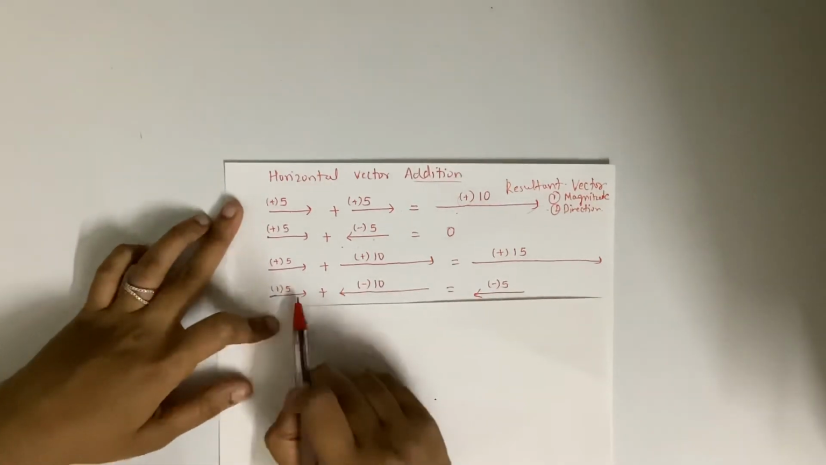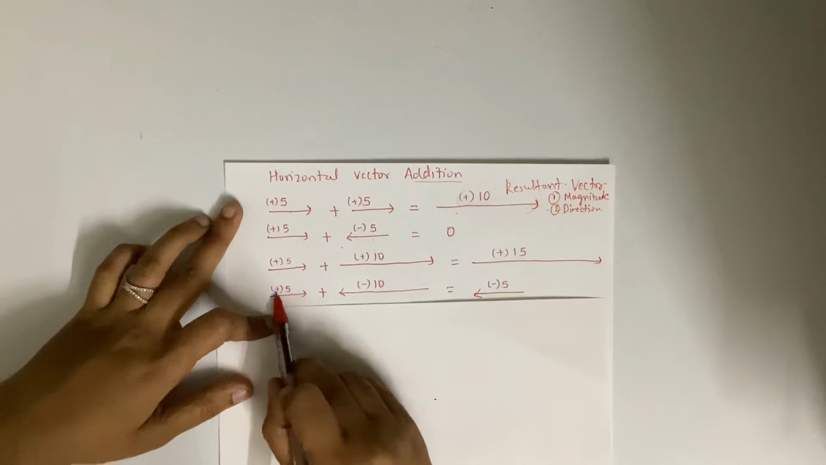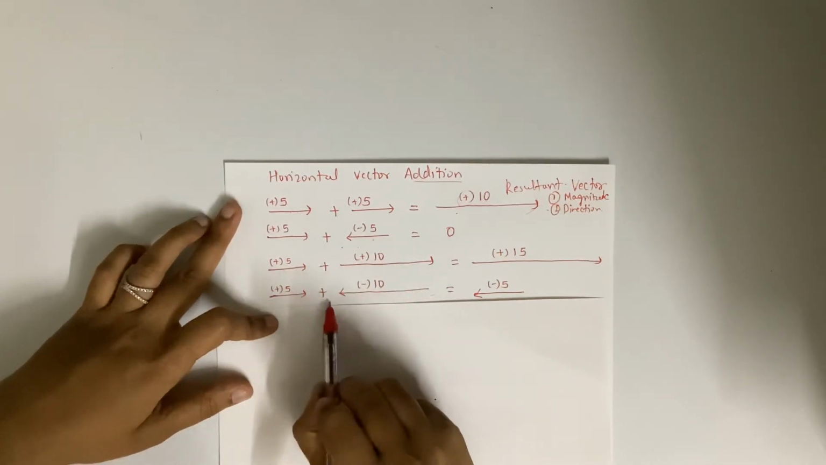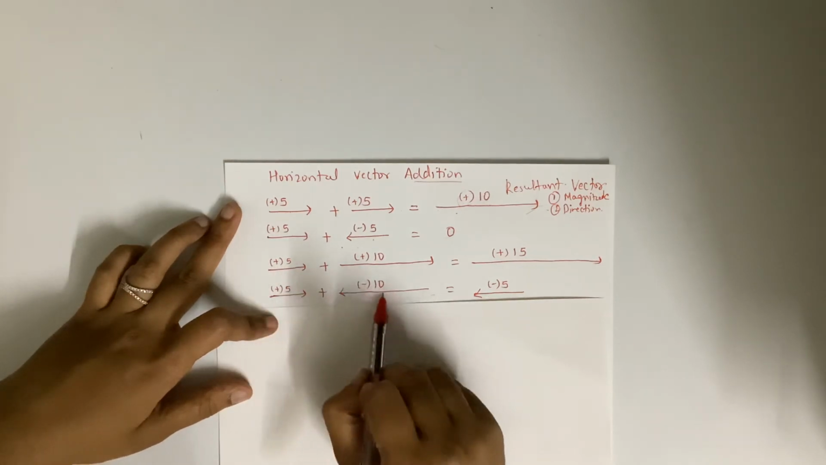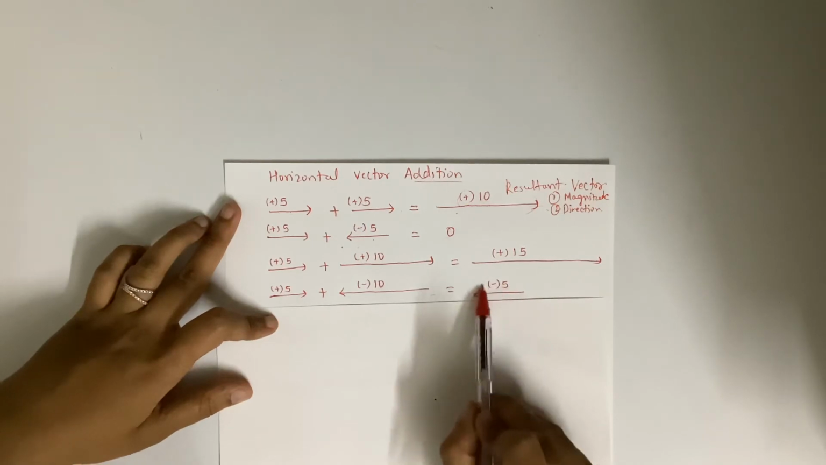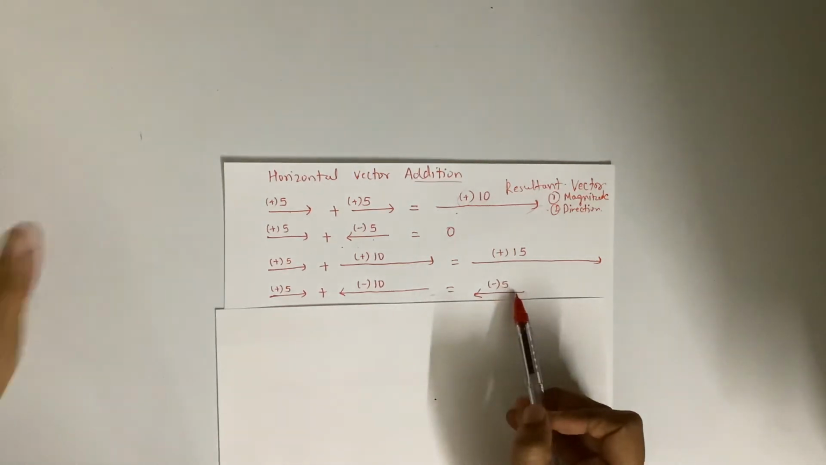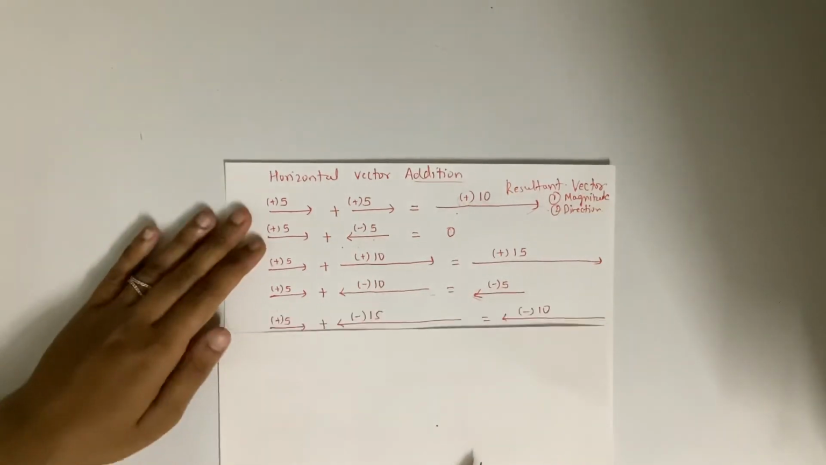Next example: the first vector is pointing towards the right-hand side, that's why it will have a plus sign, and the second vector is pointing towards the left-hand side, that's why it will have a minus sign. So plus 5 minus 10 will give us minus 5. Alright, and because it has a minus sign, we have to draw the arrow in the left-hand side direction. So it will point towards the left.